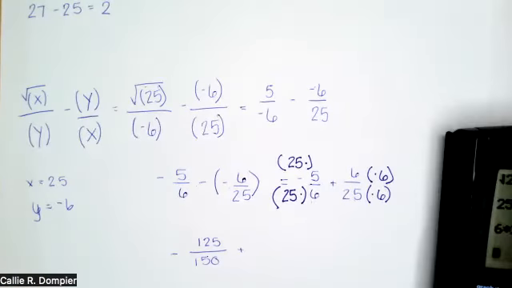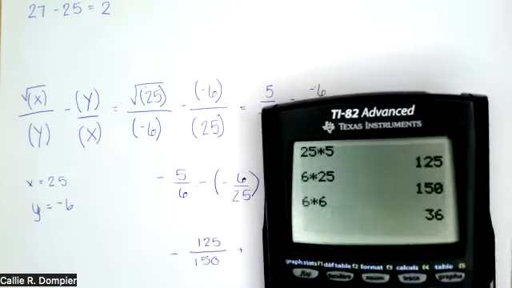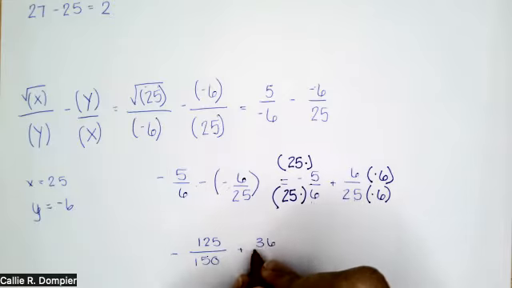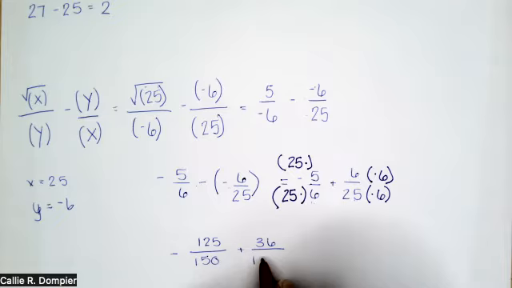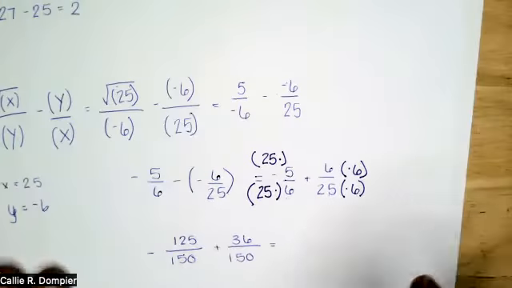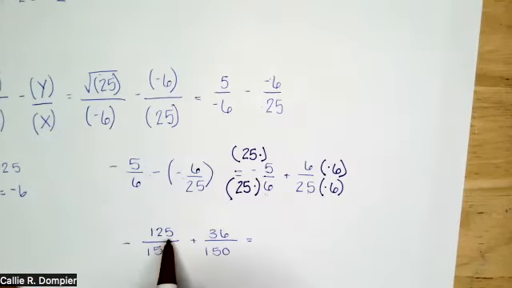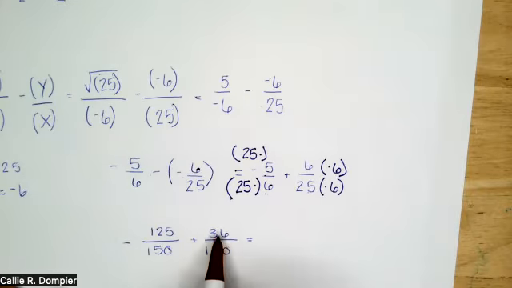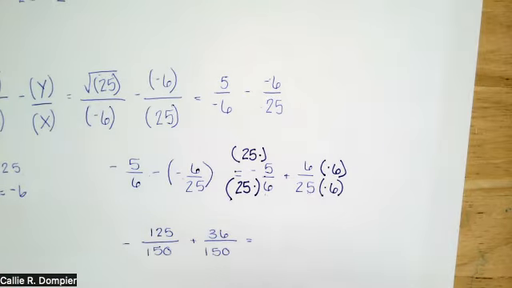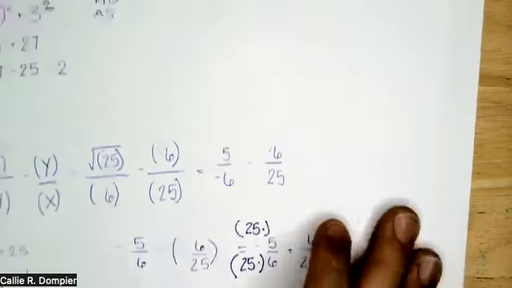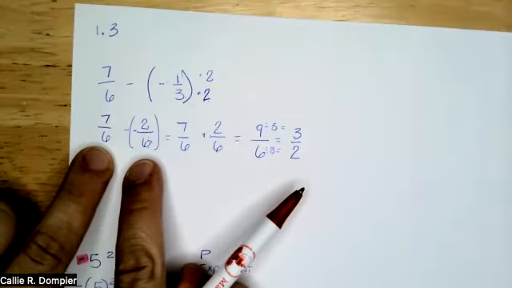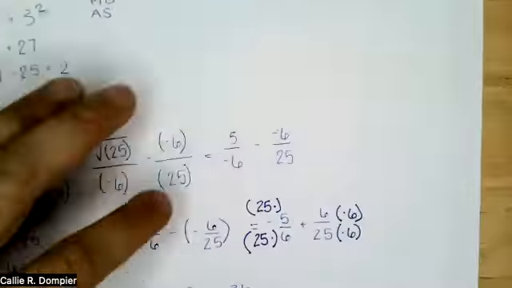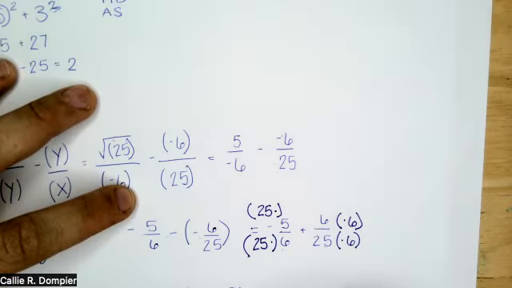plus 6 times 6, which is 6 squared, which is 36, and then 25 times 6, we did already, is 150. All right. So we have negative 125 over 150 plus 36 over 150. What this does not mean is that this is a negative and this is a positive and it's zero. Because remember, if these are both sixes, the answer has a six. So we're not doing anything to the bottom. The bottom stays the same.